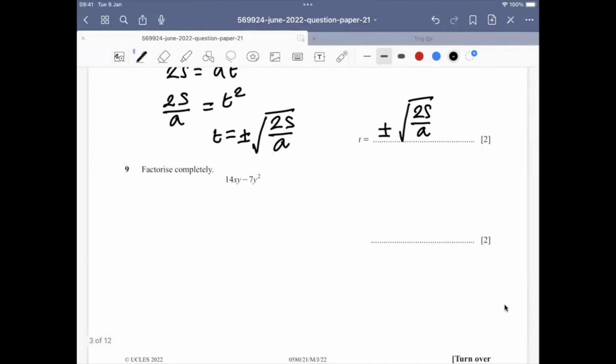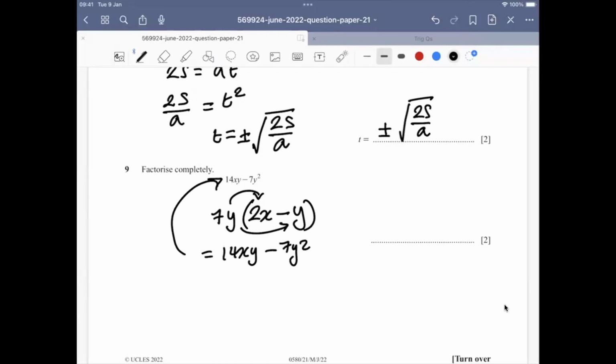Factorize completely 14xy minus 7x squared. So to factorize, we're going to take out the highest factor that both terms have in common. So in terms of the numbers, we can take out the 7. And in terms of the letters, we can take out the y. So if we take out 7y from the first term, we're going to get 2x. If we take out 7y from minus 7y squared, we're going to get minus y. And if we expand the brackets, just to double check, we are going to get 14xy minus 7y squared, which is the same as our original question up here. So our answer is 7y into 2x minus y. Perfect.